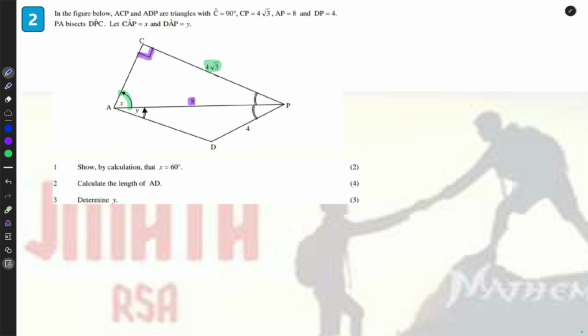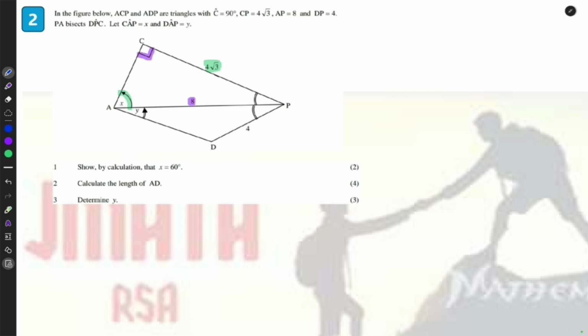They told me everything that I need to know. I must just note that there's an angle that's bisected. So those with the double arches are actually equal in size. Question 1, show by calculation that x is 60 degrees. I can go and see what I have in the triangle that includes the x, and I can actually, again, use my grade 10 trig because there is a 90 degrees.